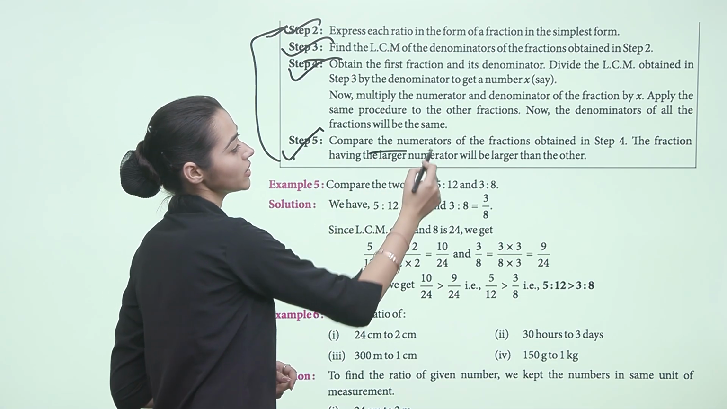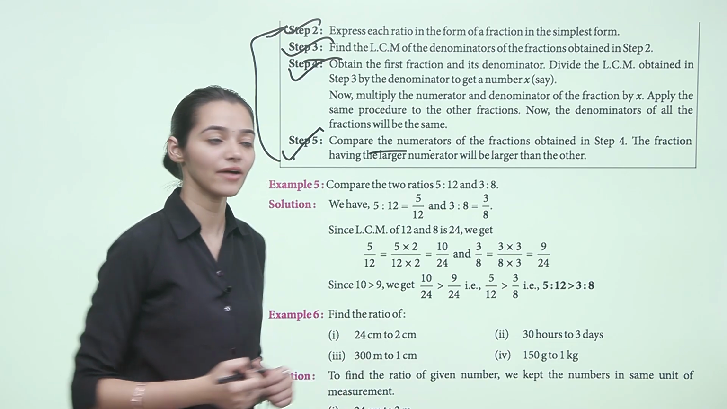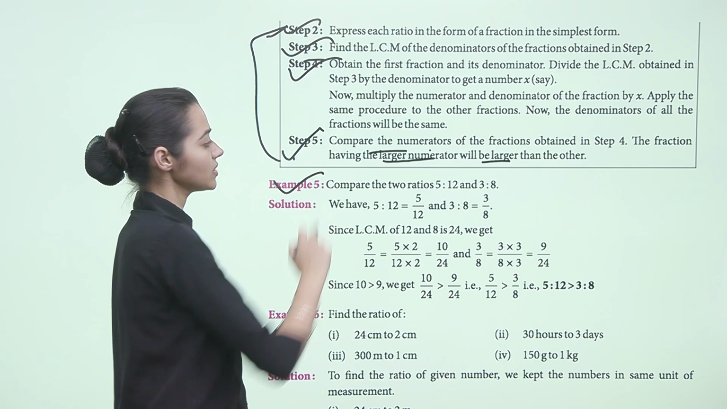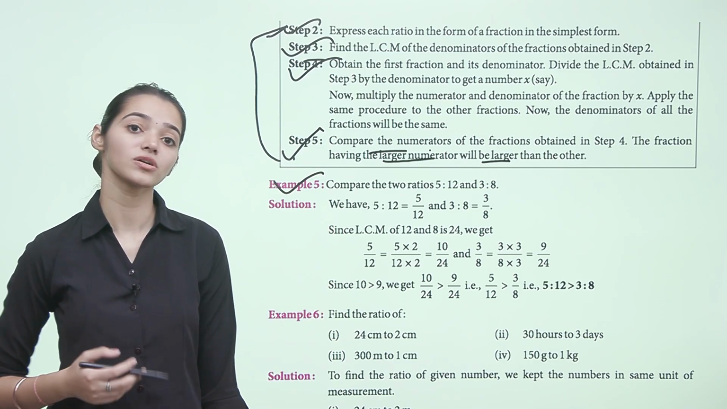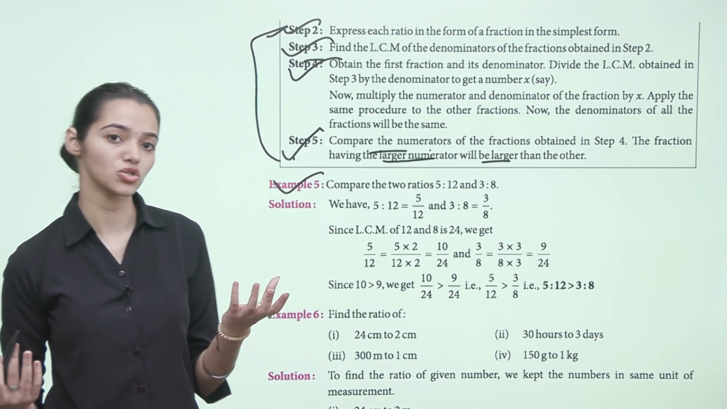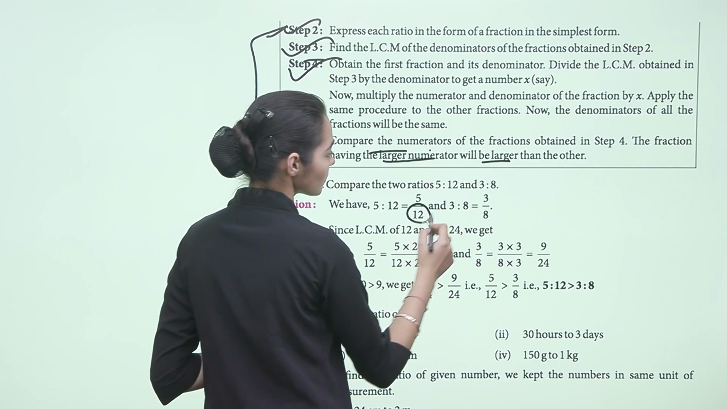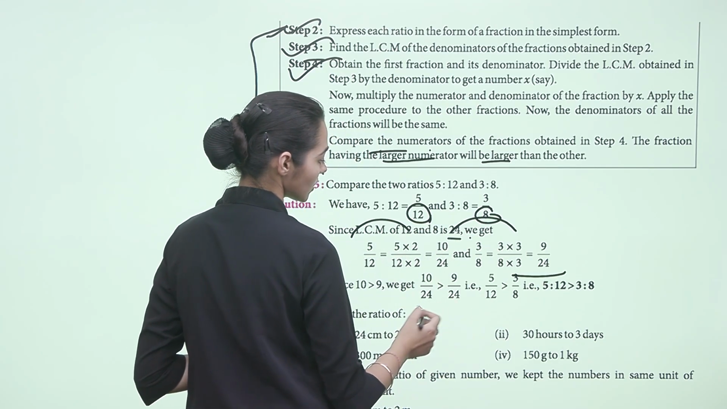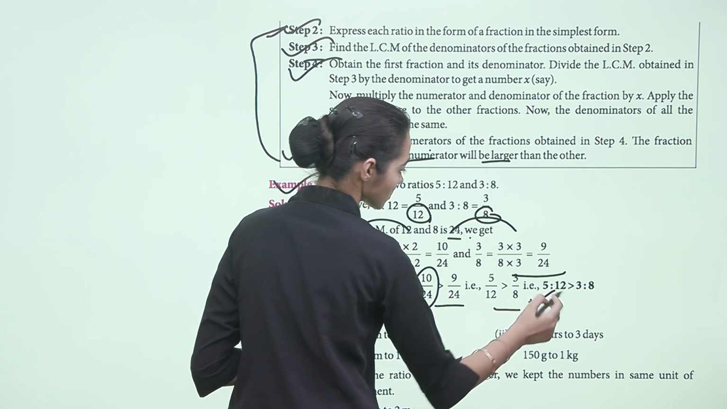Then we will compare the numerators of the fractions, and the fraction having the larger numerator will be larger than the other one. Let's understand it better with the help of our example. Here we have to compare the two ratios 5:12 and 3:8. So the LCM of 12 and 8 is 24. After that we have converted them into equivalent fractions. Now 10/24 is greater, so that means this ratio is greater.